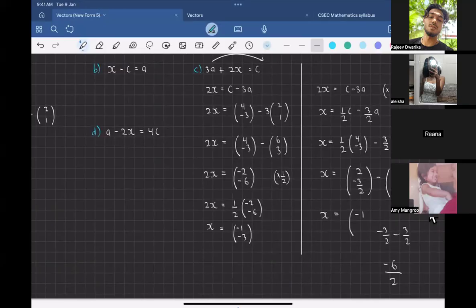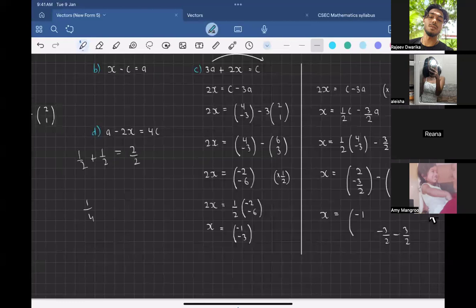That'll be minus 6 over 2. Okay. Let me explain why real quick. If I have a half plus a half, what is that equal to? It would be 1, which is the same thing as 2 over 2, right?